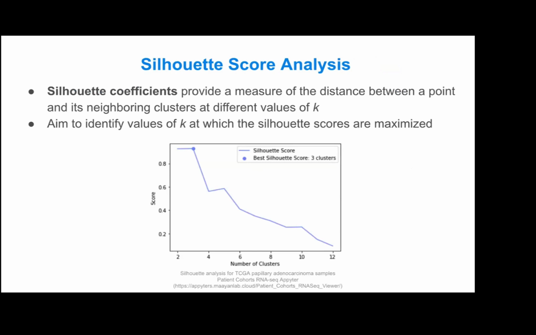Silhouette score analysis can be done with this plot of silhouette coefficients. These provide a measure of the distance between a point and its neighboring clusters, the other clusters that it does not belong to, at different values of k. We want to find values of k where we have a maximized silhouette score, so the distances between points within a cluster and all of the other clusters around them are very large.